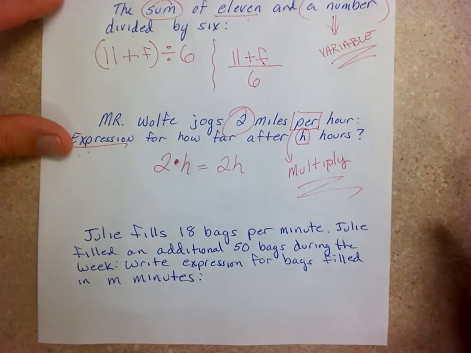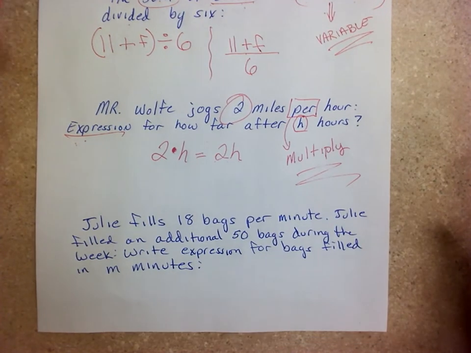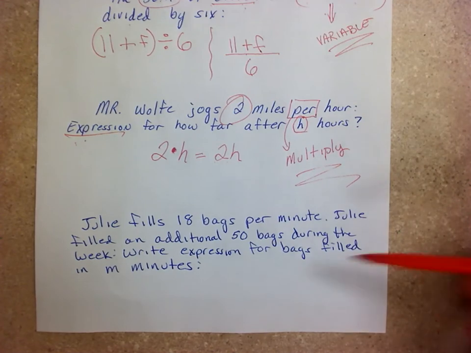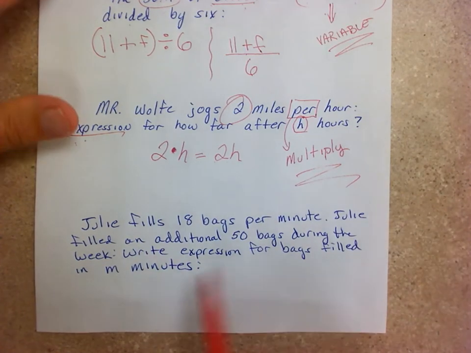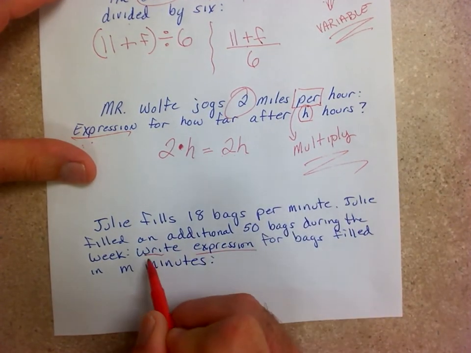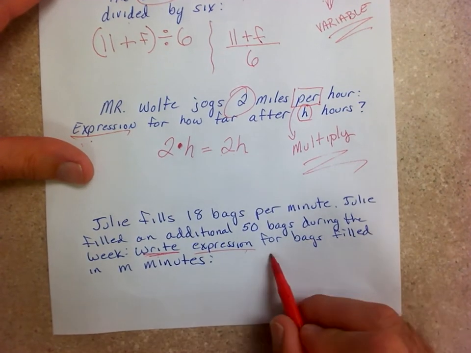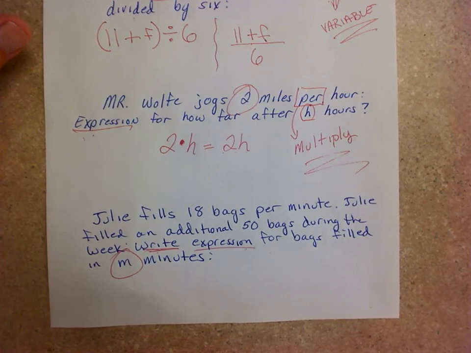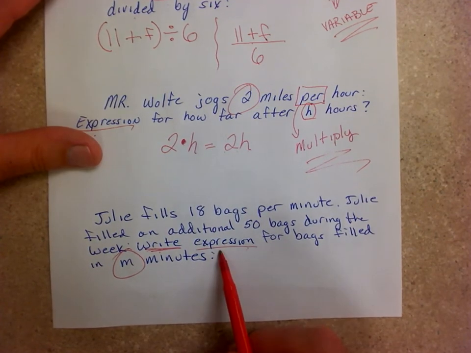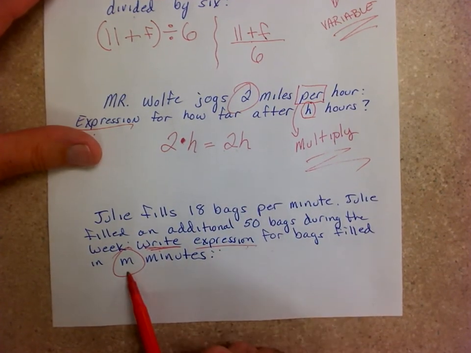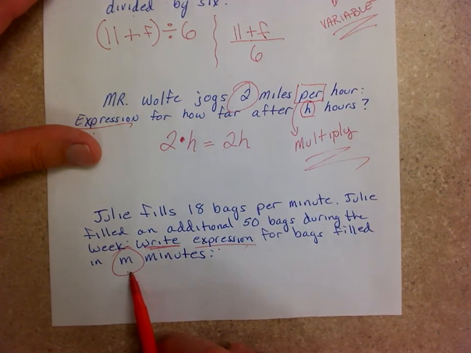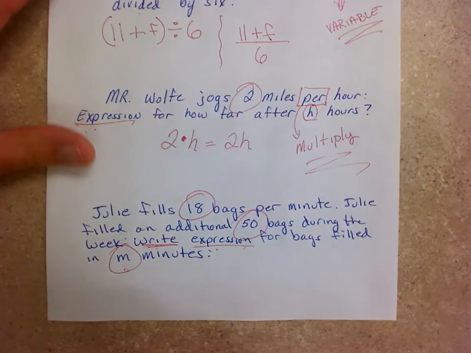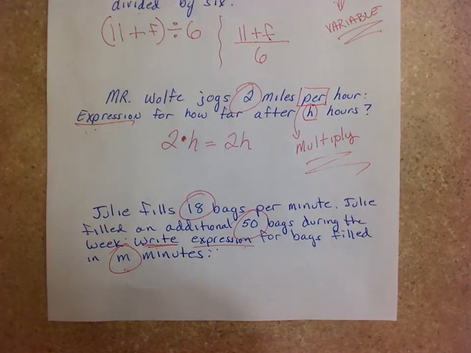Third case, most advanced case. Julie fills 18 bags per minute. Julie filled an additional 50 bags during the week. Write a math problem for the bags filled in M minutes. Okay, so again, write the math problem. I know we want a variable in here because it's giving us an M right here. They want us to use this particular letter. We've got 18 and we've got 50.